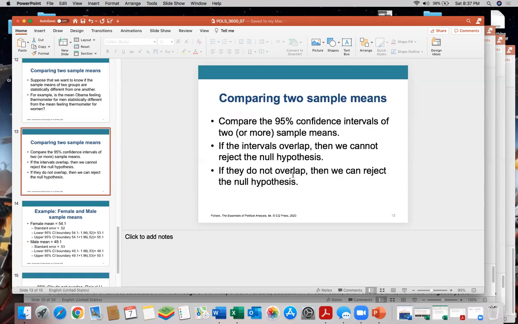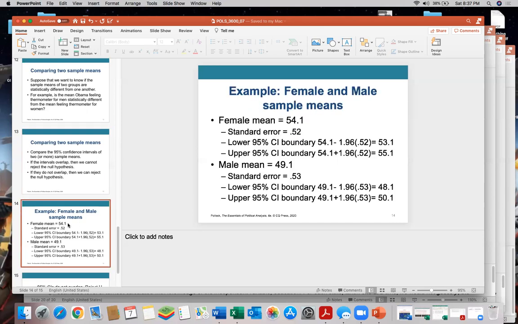women. So the null hypothesis would be that they are not different, that they are the same. And so this is why, if they do not overlap, because if they were the same they would overlap, we can reject it. And so here we're given a female mean.